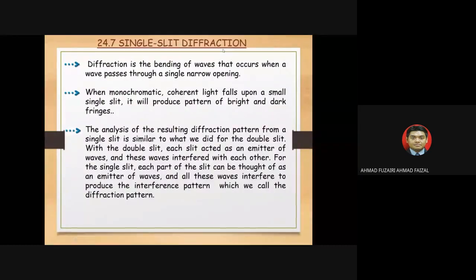Single slit diffraction. Once again, diffraction refers to the bending of wave that occurs when a wave passes through a single narrow opening. When a monochromatic coherent light falls upon a small single slit, it will produce a pattern of bright and dark fringes. The analysis of the resulting diffraction pattern from a single slit is similar to what we did for the double slit. This one you have done in the first part of wave optics when you learned about Young's double slit experiment.